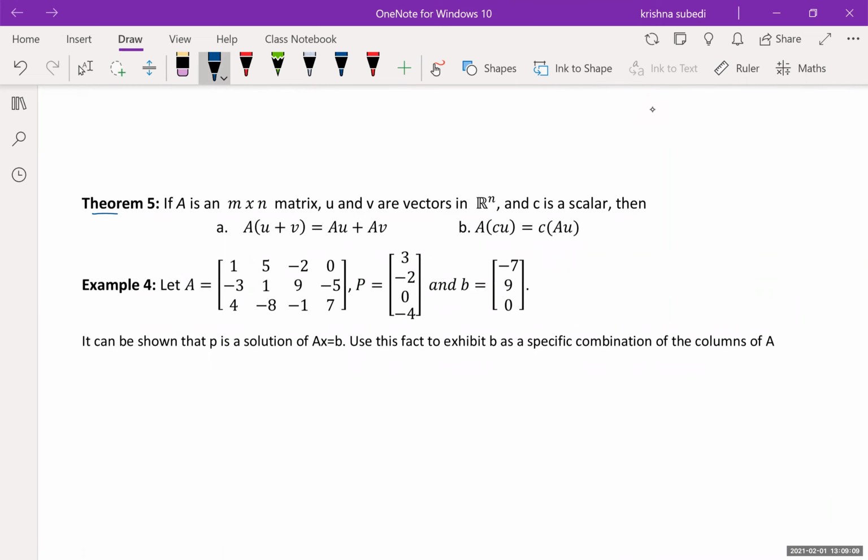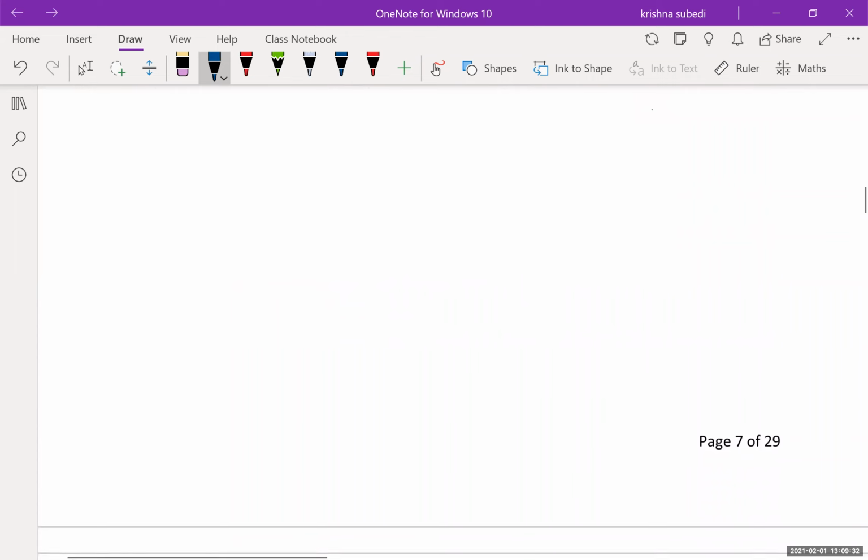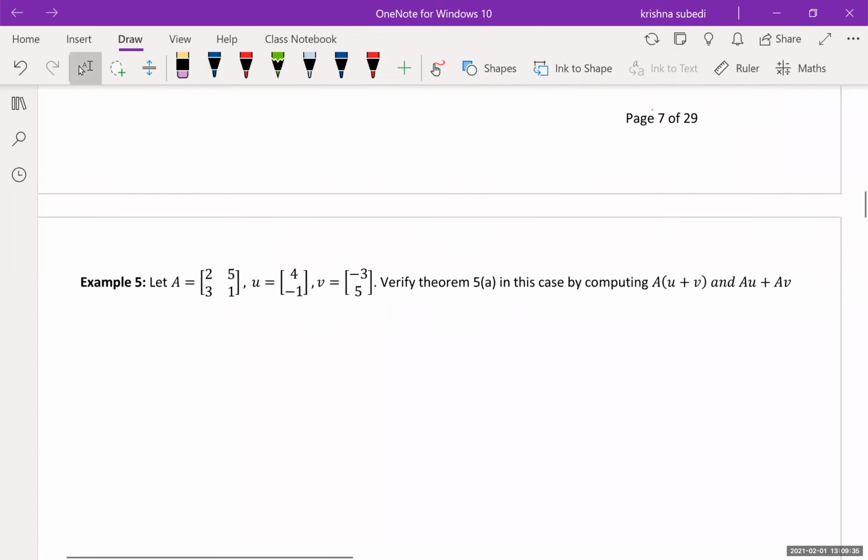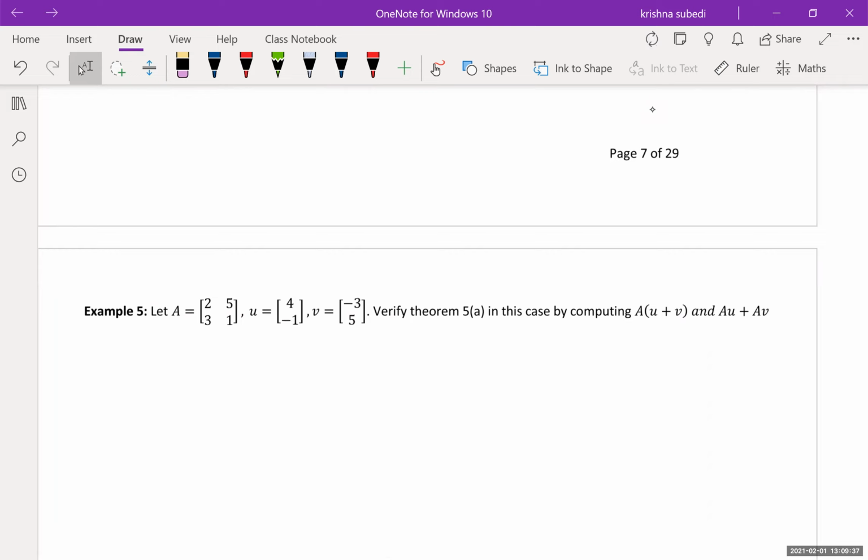Theorem 5. If A is an m by n matrix, U and V are vectors in Rn, and C is a scalar, then A(U plus V) equals AU plus AV, and A(CU) equals C(AU). Let's look at one example, example 5. What that theorem actually means, we'll prove using this example. We are given a matrix A and vectors U and V.